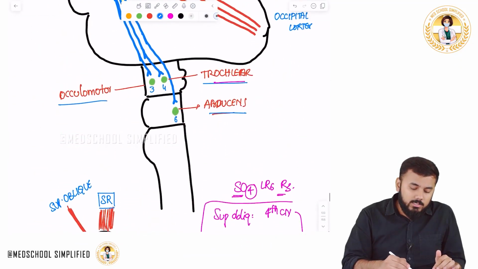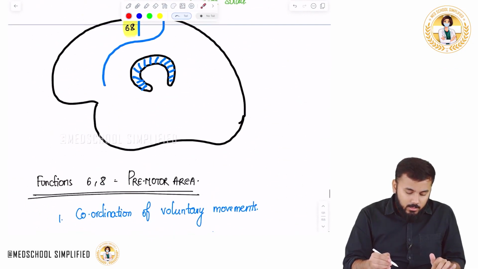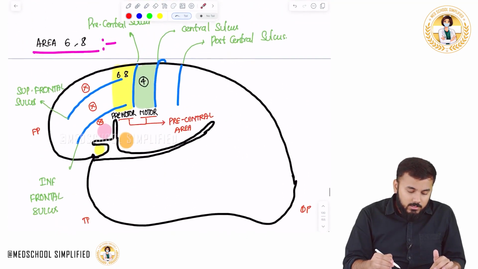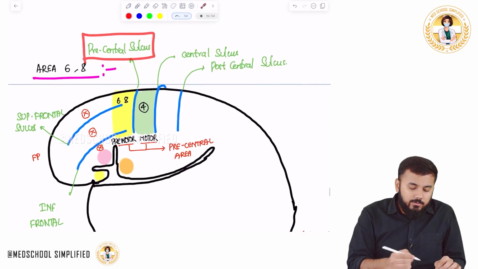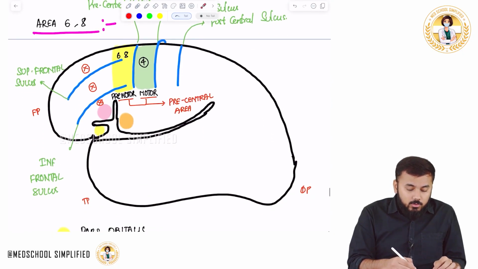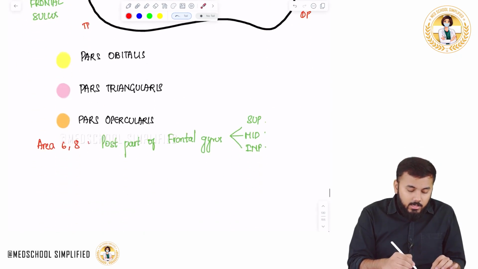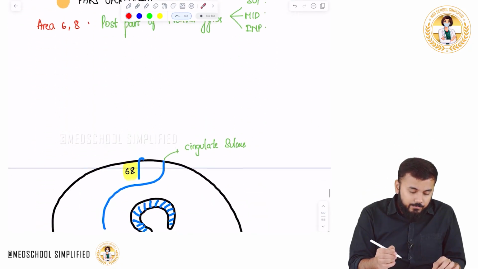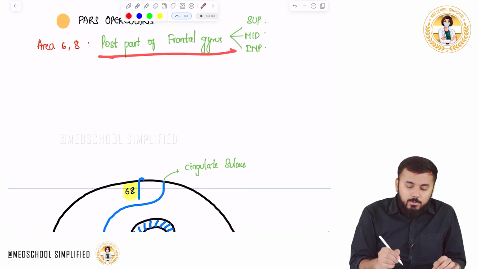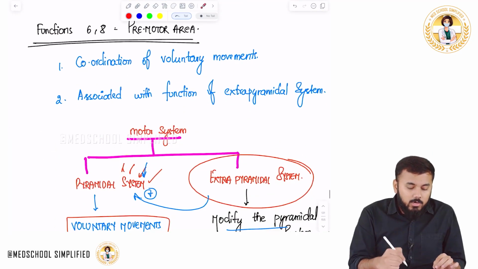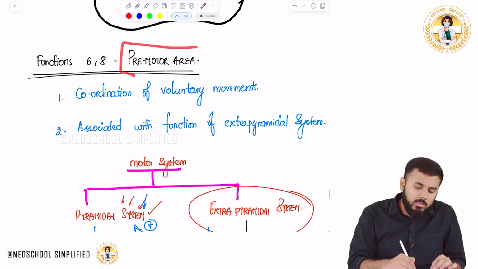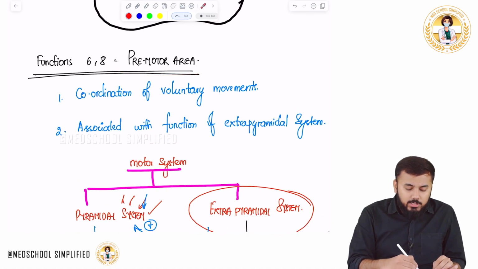Let us just revise the things we have just spoken. So we started by discussing area 6 and 8, right? Area 6 and 8 is located in front of the precentral sulcus, right? So area 6 and 8 is nothing but the posterior part of the frontal gyrus, I mean the superior, medial and inferior frontal gyrus. What are the functions? You also call these areas premotor area. It is responsible for the coordination of voluntary movements.